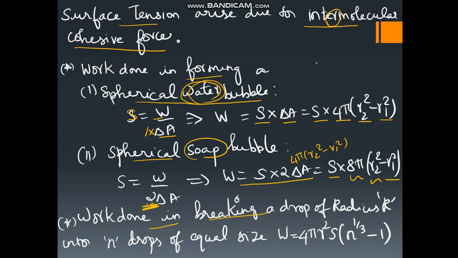Work done in breaking a drop of radius r into n drops of equal size. So one big drop of radius r is there, that you are breaking into n drops. Then work done is 4 pi r square S into n power 1 by 3 minus 1, where n is the number of new drops formed by breaking one drop. This is a previous year question application formula. So work done is 4 pi r square into surface tension into (n power 1 by 3 minus 1). This formula you must remember.